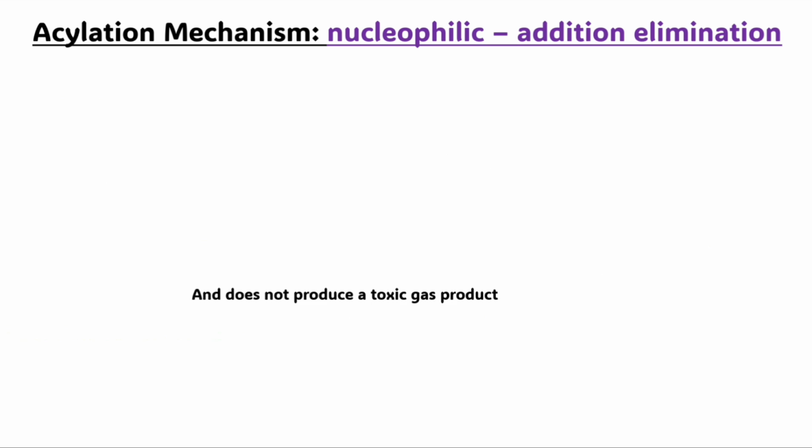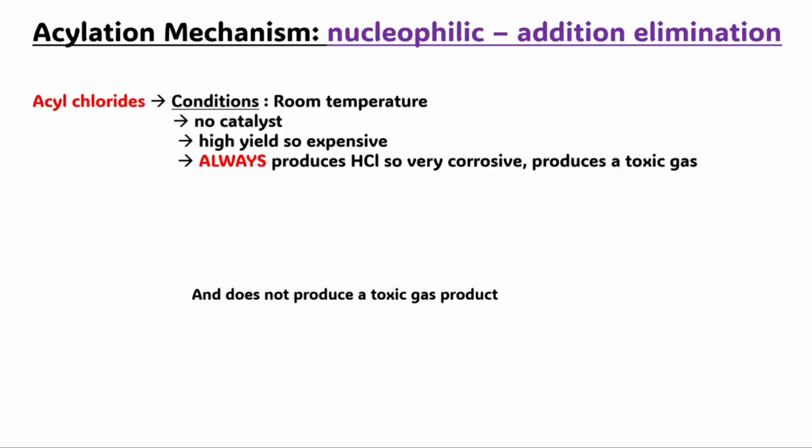So the acylation mechanism is called nucleophilic addition elimination. And acyl chlorides' conditions are room temperature. They don't use a catalyst, and they have a high yield, but it's very, very expensive. And it always produces hydrochloric acid, so it's very corrosive, and it produces a toxic gas, which is hydrogen chloride. So that's when an acyl chloride always undergoes nucleophilic addition elimination.